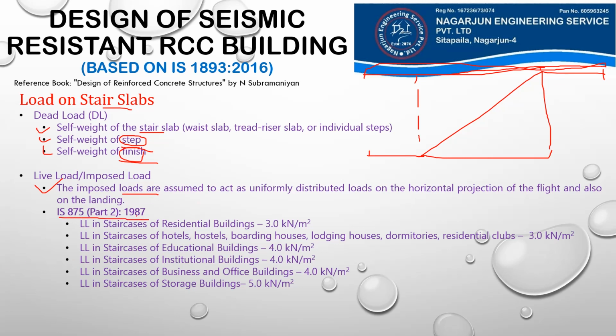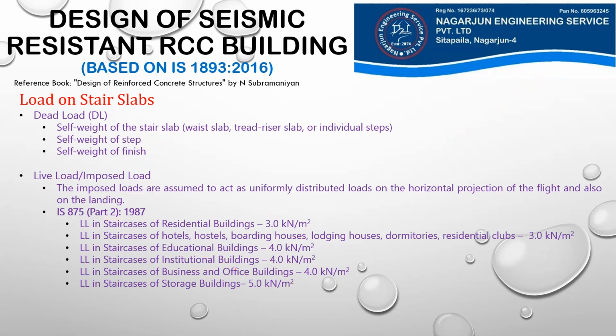In residential buildings, the live load is taken to be 3 kN per meter square on our staircases. And in other important buildings such as educational, institutional, or business offices or office buildings, we take it to be 4 kN per meter square. And in storage buildings, we take our live load on staircase to be 5 kN per meter square. So this is about the load on stair slabs.